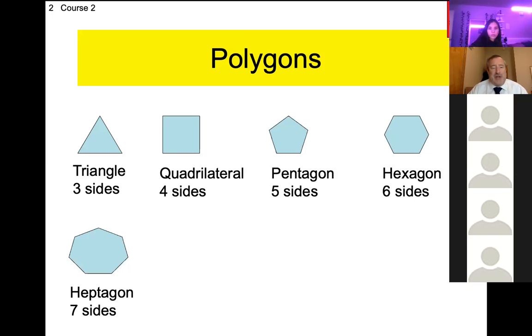Eight sides is a stop sign. All stop signs have 8 sides. It is called an octagon. Octa meaning 8, gon meaning sides or corners. Octagon, 8 sides.